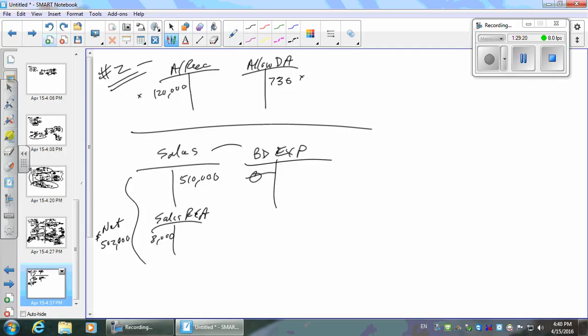Bad debt expense represents a portion of the sales you're never going to collect. Goes in the income statement. Allowance for doubtful accounts represents the portion of receivables you're never going to collect. Right? Goes on the balance sheet.